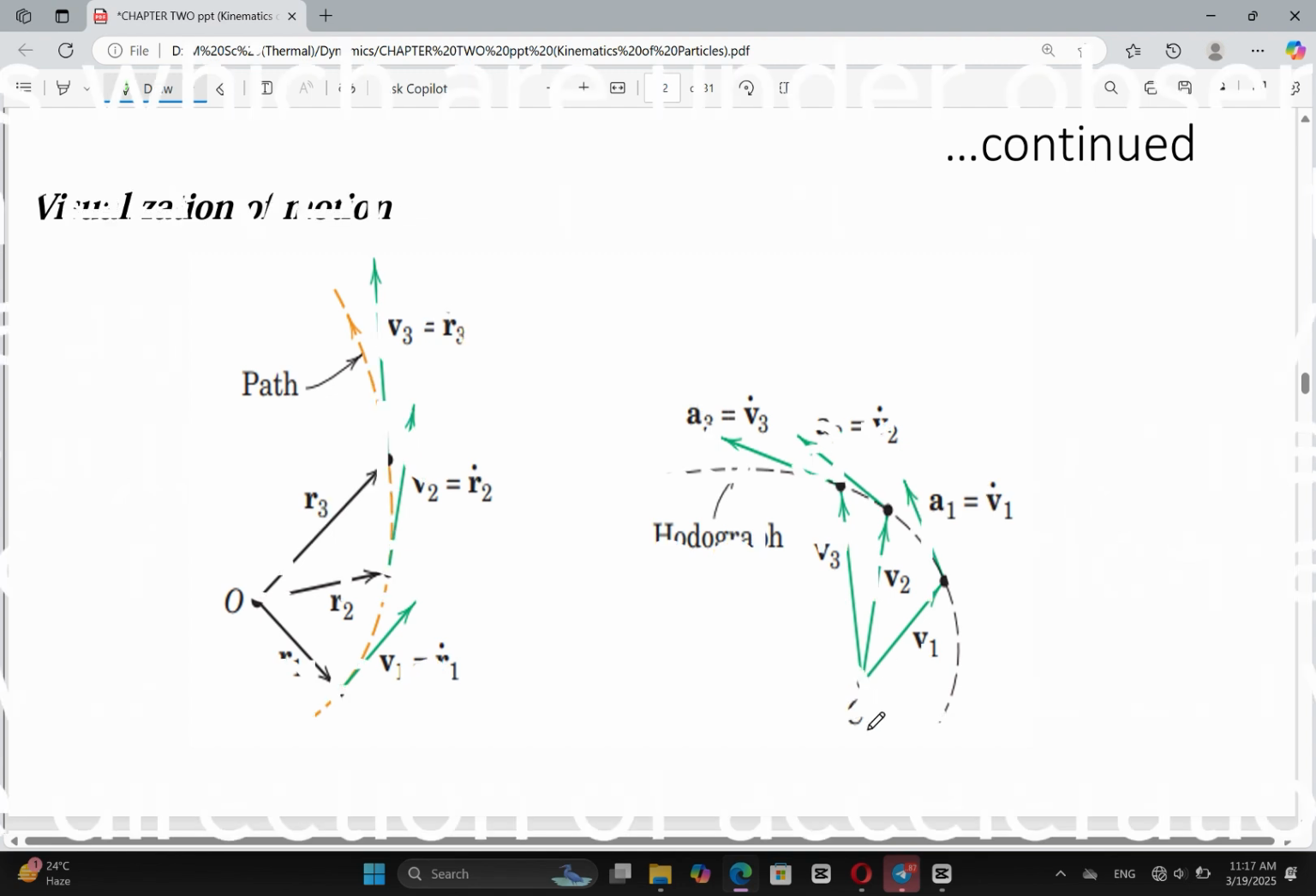Consider 3 points which are under observation from point O. The tails of the 3 velocities drawn at the 3 points are now dragged to some arbitrary point C. Then the head of each velocity is connected with a curve. The curve is called hodograph. Now, if you draw a tangent line to the curve at each point, you will find the direction of acceleration at each point.